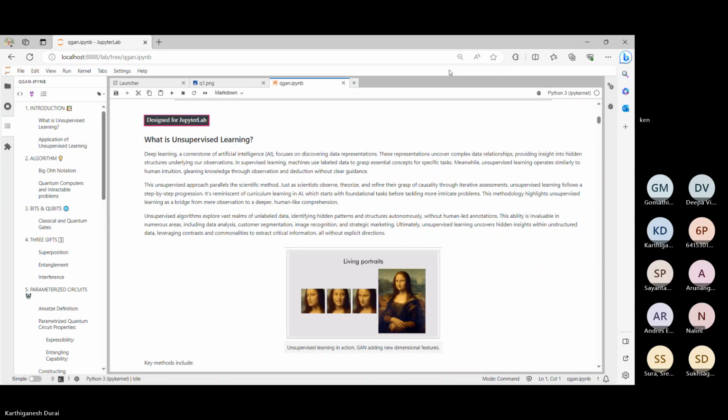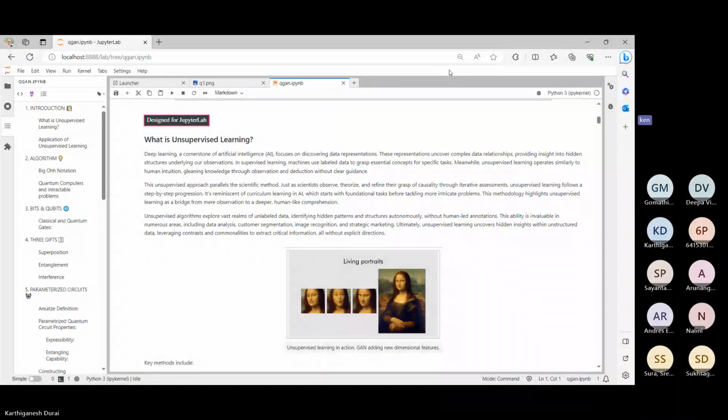Unsupervised learning is very parallel to the scientific method. If you're doing research and going in blind, what is your approach? Unsupervised learning takes a similar path to that learning process. More specifically, it's able to identify hidden patterns within the data itself and structure autonomously, meaning that it's able to create its own.